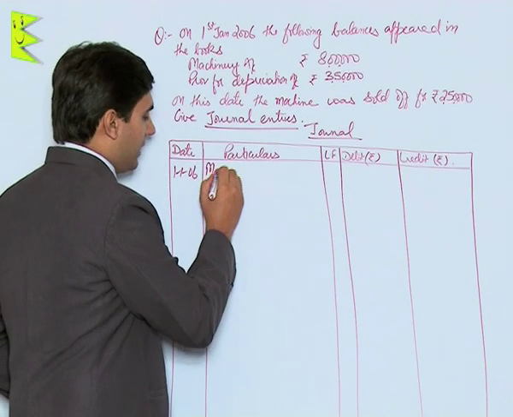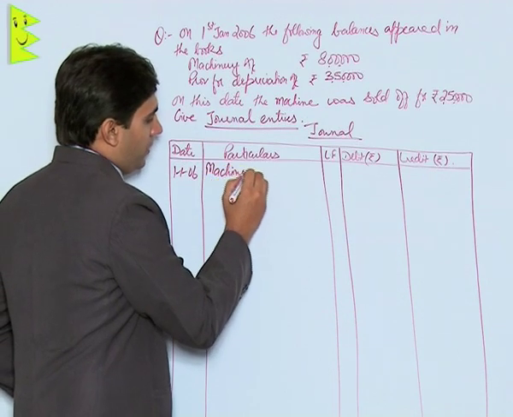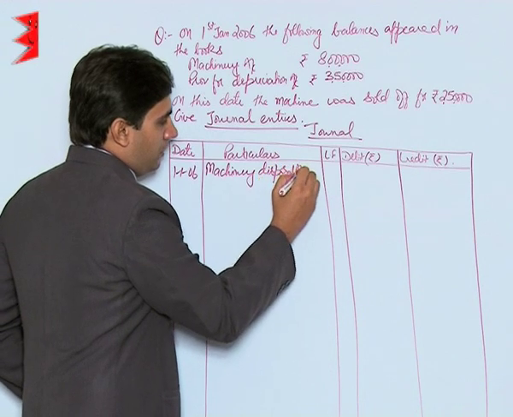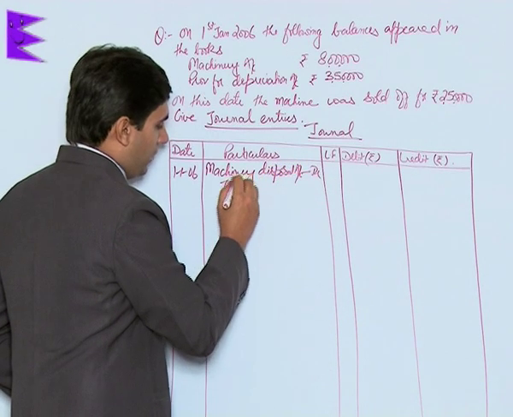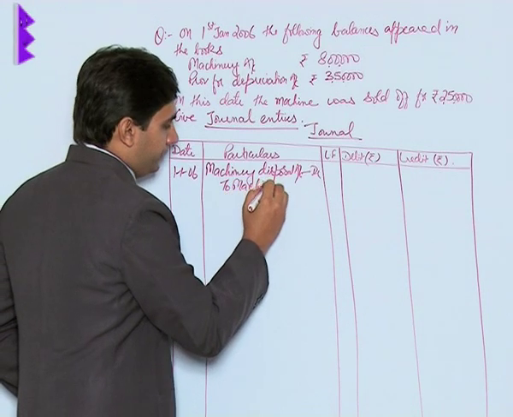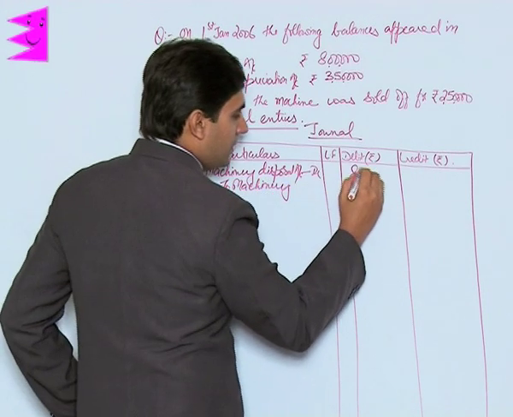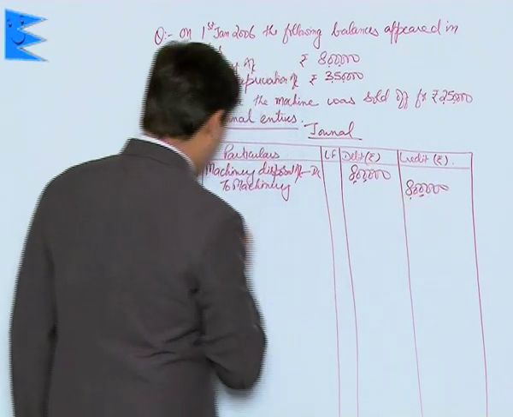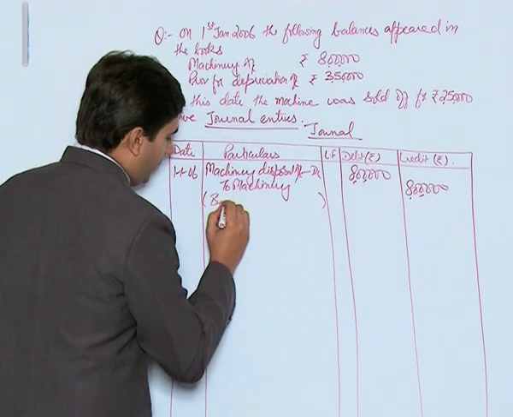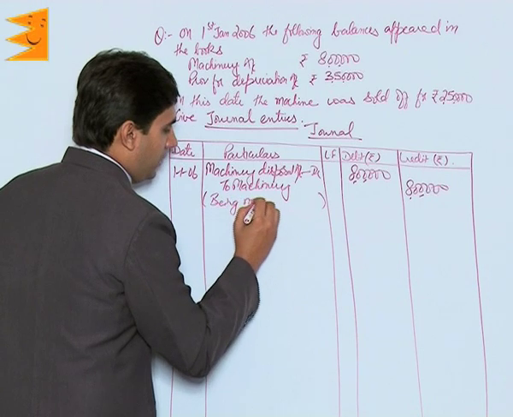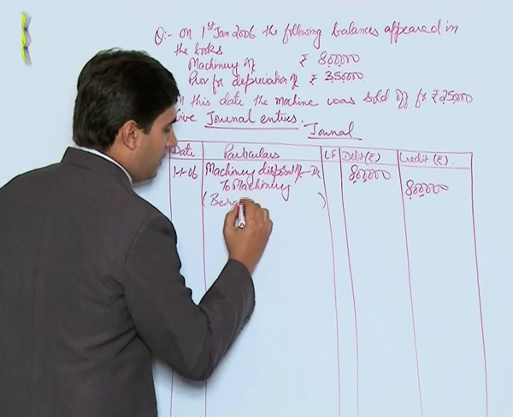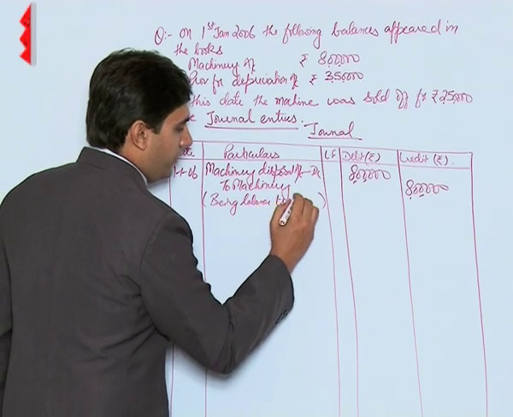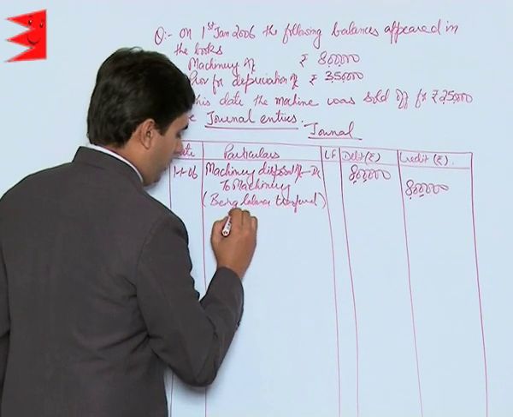So it would be recorded as machinery disposal account debited to machinery account. The amount would be rupees 8 lakh. The narration is being balance transferred to disposal account.